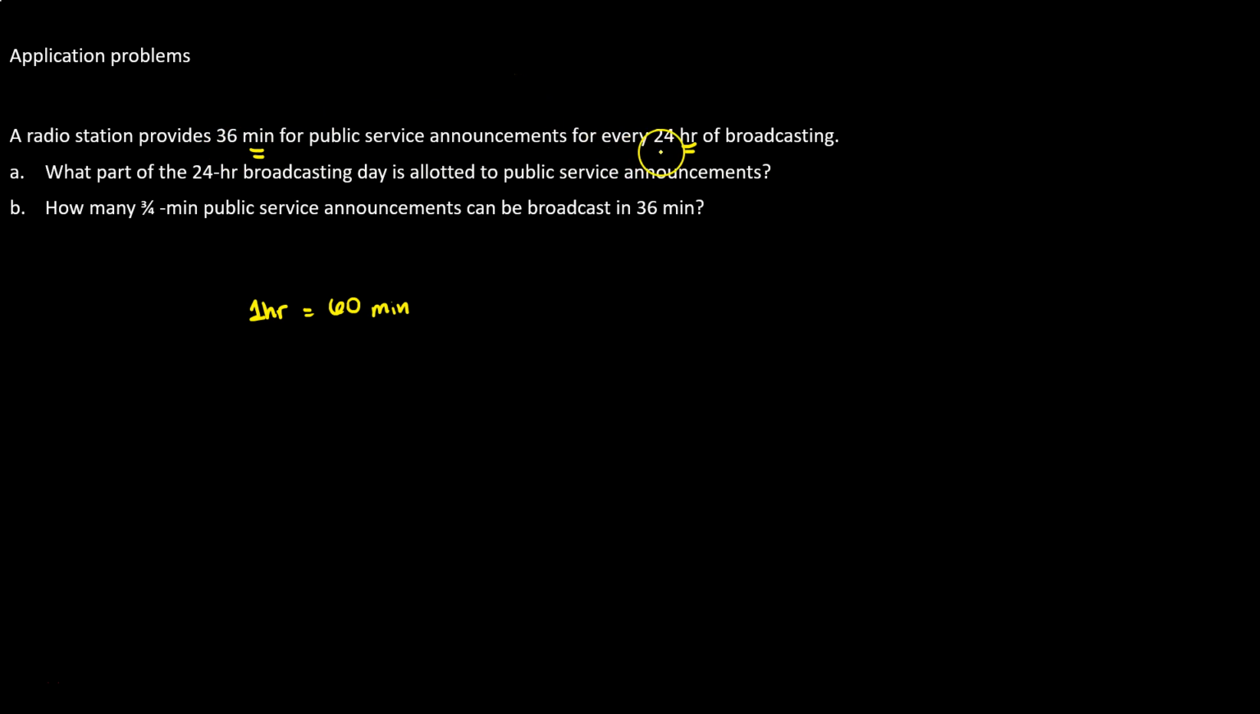But it is asking about how much of the 24-hour day is allotted to public service announcements. So we're trying to fit 36 minutes into 24 hours. Maybe the first thing that we need to do is talk about units on the same scale, so either convert everything into minutes or convert everything into hours. That way you're not trying to talk about one of them in the wrong units. So let's start by taking our 24 hours and turning it into minutes.